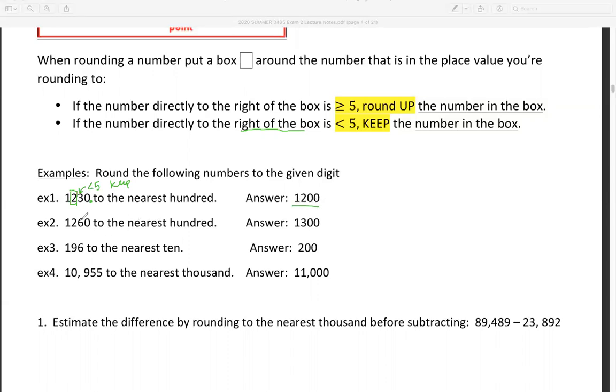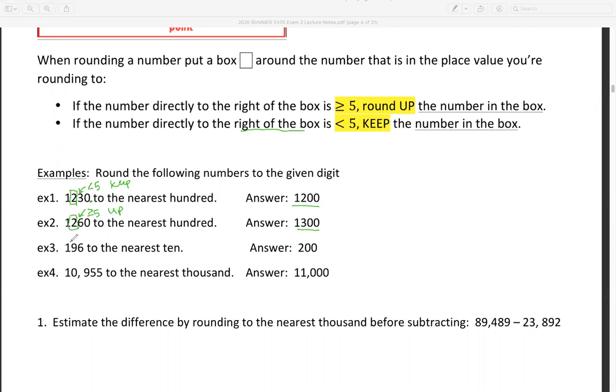Here we're rounding to the nearest 100 again. So the 2 is also in the 100 place here. The number to the right here is greater than or equal to 5. So if it's greater than or equal to 5, then you round up the number in the box. So the number in the box is going to go up to 3. And then the other numbers to the right of the box, you just replace those with zeros. So 1,260 rounded to the nearest 100 will round up to 1,300.